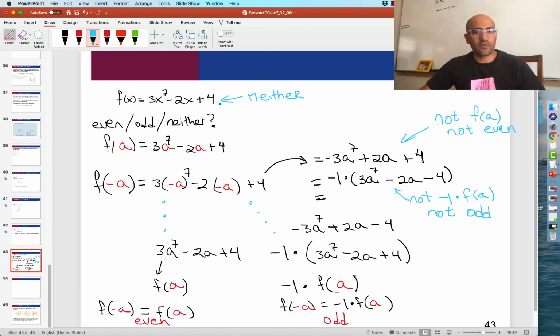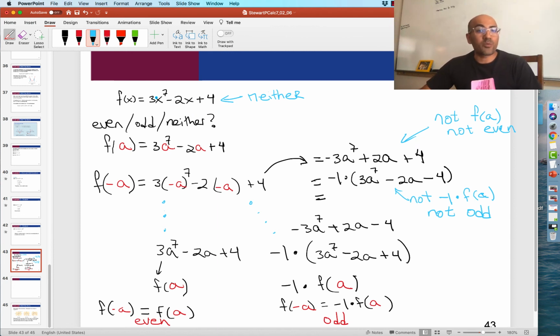Good? Okay, so whenever you get an equation, evaluate it at negative a and see if after simplifying it equals f of a. After simplifying, does it equal negative 1 times f of a? And if it doesn't equal either one, it's a neither. That's how you deal with it.